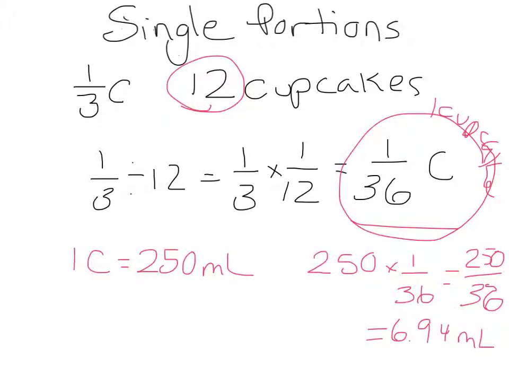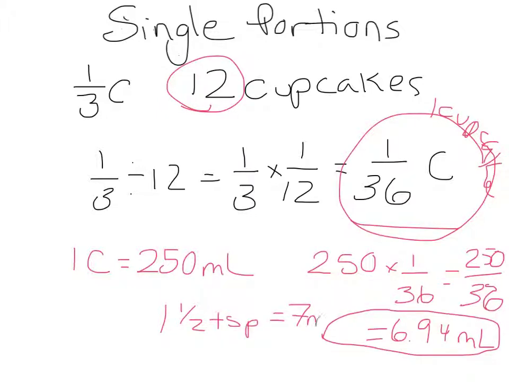mils. So I'm not going to use a cup anymore. I'm going to look at my conversion table and decide on what teaspoons or tablespoons I'm going to use. And that's approximately 7, so I'm going to use 1.5 teaspoons, which is equal to 7 milliliters.